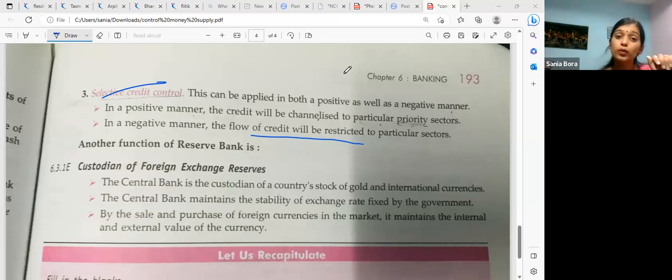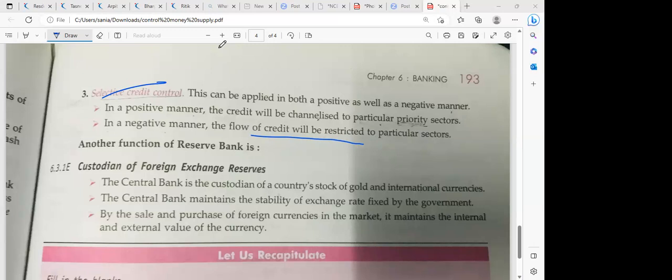Right. So at that time, what will happen? I will remove it. So that's why in the negative manner, the flow of credit will be restricted to a particular sector, and that's the negative manner. Clear? So quickly write it down.